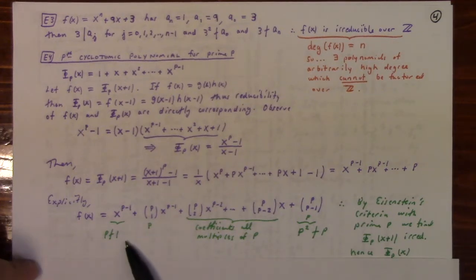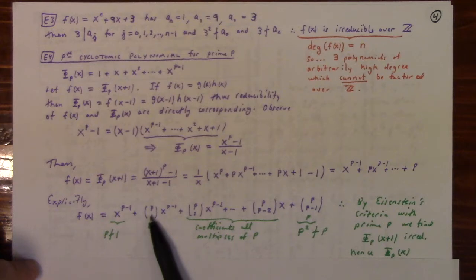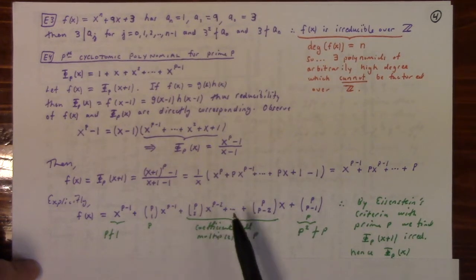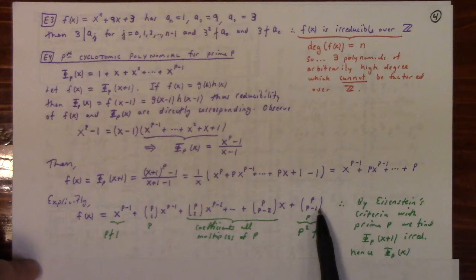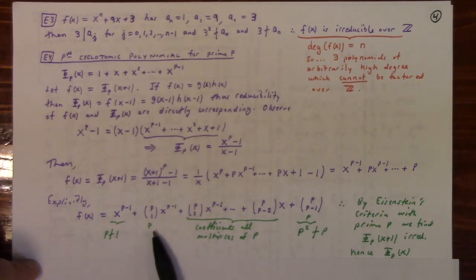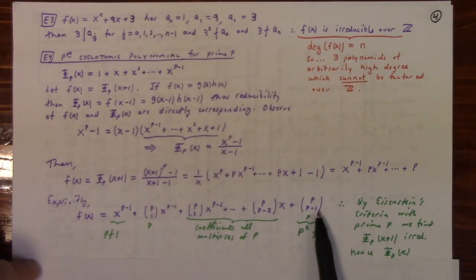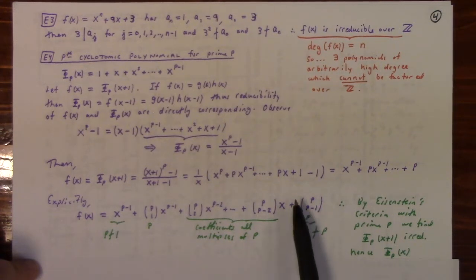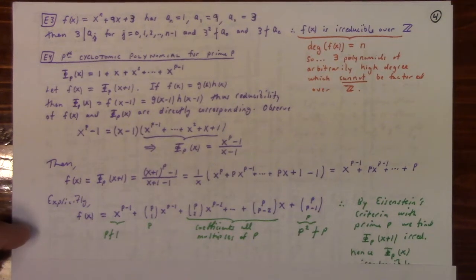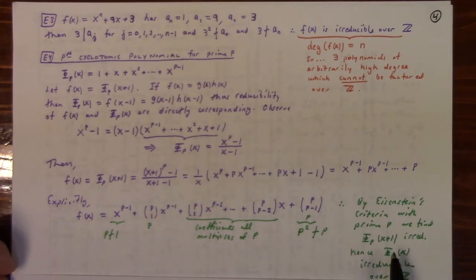explicitly, p, of course, does not divide the leading coefficient as it is 1, but all of the binomial coefficients have a p in them, right? p choose 1, p choose 2, up to p choose p minus 2, p choose p minus 1. So p divides all of the non-leading coefficients, right? And the constant one, the a_0, if you will, is equal to p. And of course, p is not divisible by p squared. So by Eisenstein's criterion with prime p, we find that the pth cyclotomic polynomial is irreducible over Z.